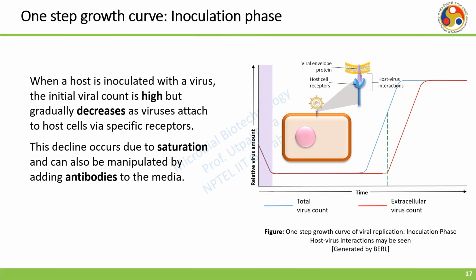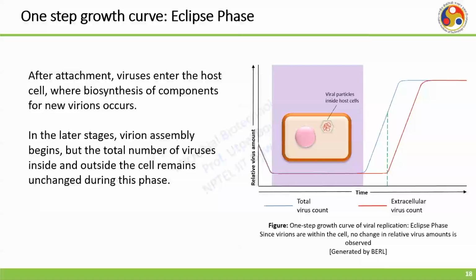Let us look into the various phases one by one. The inoculation phase. When a host is inoculated with a virus, the initial viral count is high, but gradually decreases as viruses attach to host cells via specific receptors. This decline occurs due to saturation and can also be manipulated by adding antibodies to the media.